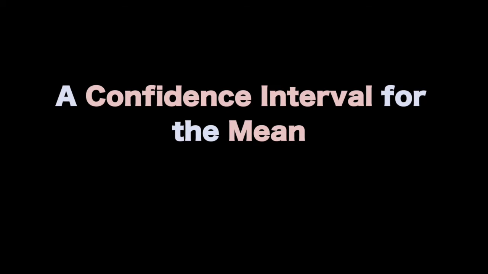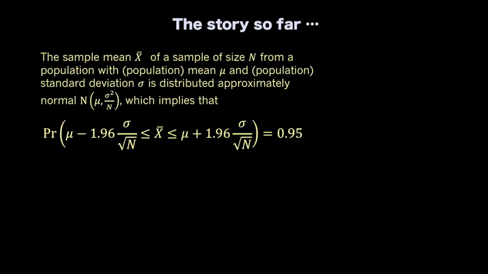In this video, we're going to learn how to create a confidence interval for the sample mean. If you remember from our first video where we saw the central limit theorem and the distribution of the mean, we know that a sample mean that we call x bar of a sample size n from a population with population mean mu and population standard deviation sigma is distributed approximately normal with mean mu and variance sigma squared over n. This is from a result called the central limit theorem.